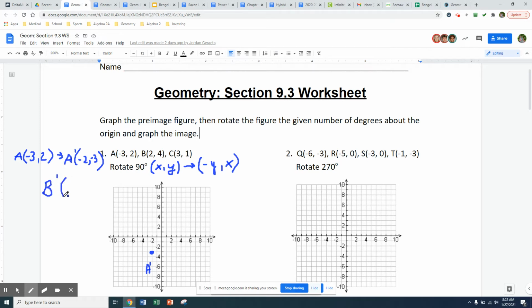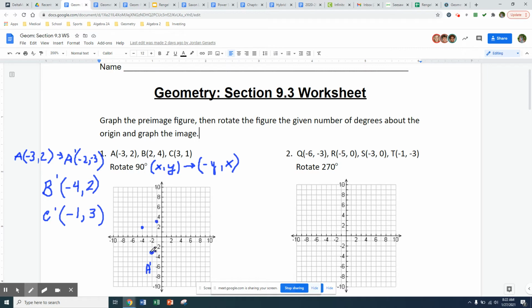So B prime then. I look at my pre-image: the y coordinate is 4 and the x coordinate is 2. So the x coordinate of my image becomes the opposite of that y coordinate, and then the y coordinate is the old x coordinate. So now I'm at -4, 2. And lastly, C prime. The opposite of the y coordinate is my new x coordinate, and then the y coordinate becomes the old x coordinate. So that would be -1, 3.